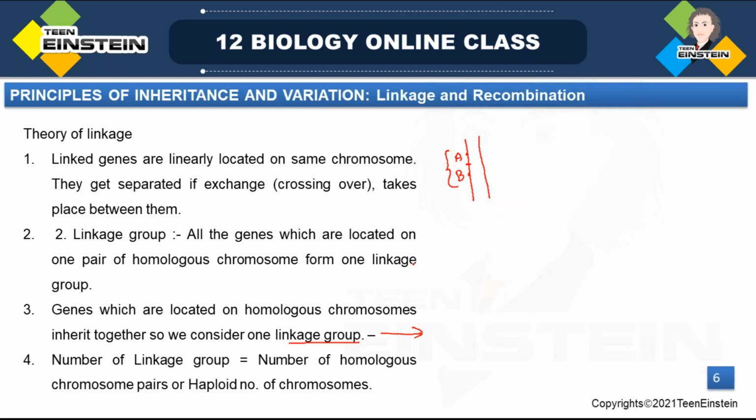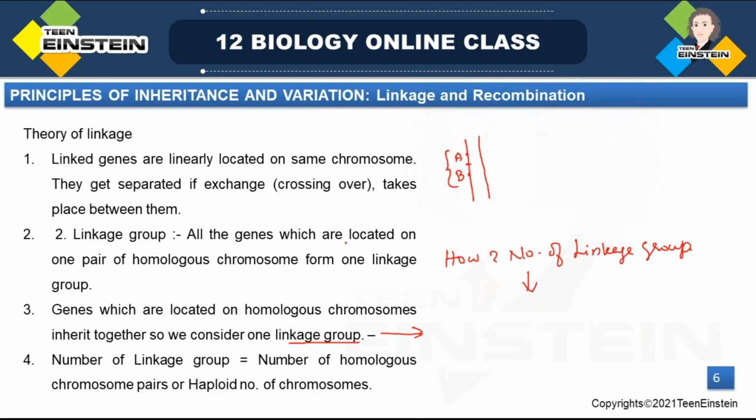How can you find out the number of linkage groups? The number of linkage groups is equal to the number of homologous chromosome pairs, or the haploid number of chromosomes.